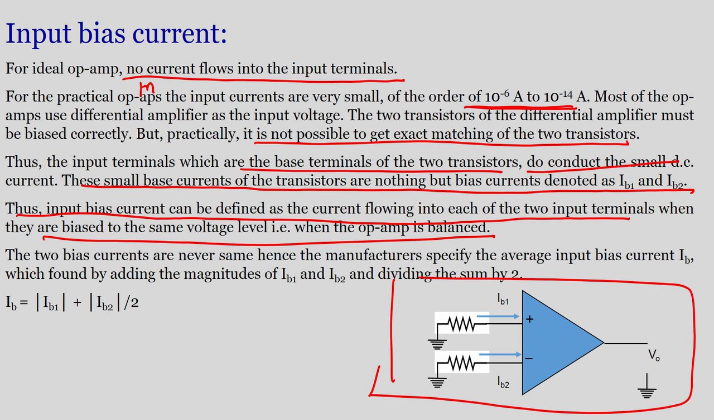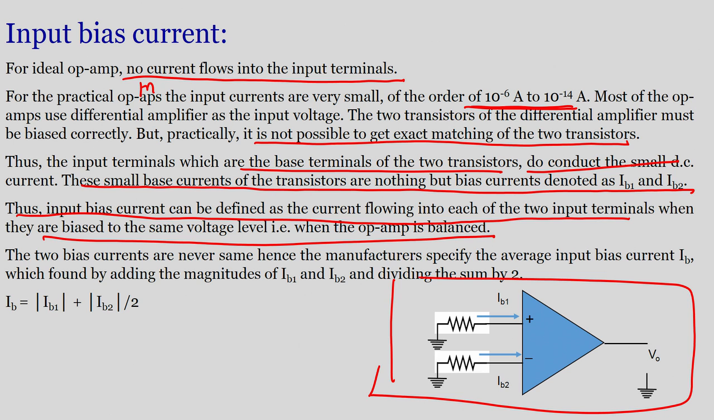That small amount of current, when you have balanced your op amp, that you find flowing into the input terminals is called the input bias current. But sometimes it is difficult to understand until we really perform the experiment. So, we will see the experiment of how we can calculate the input bias current.